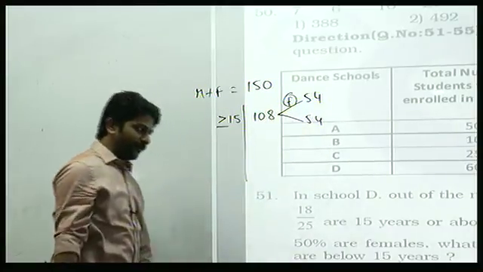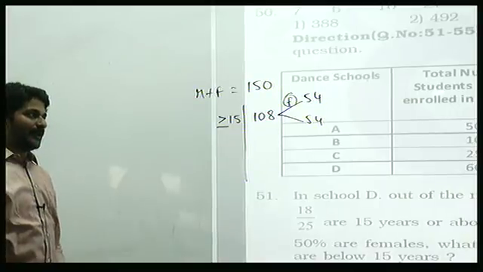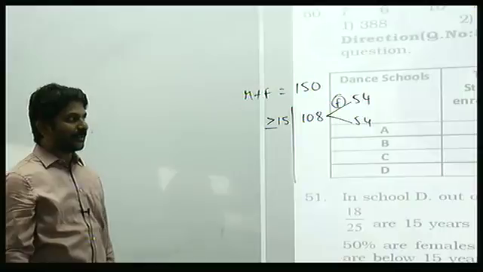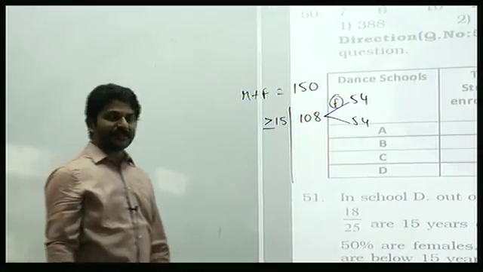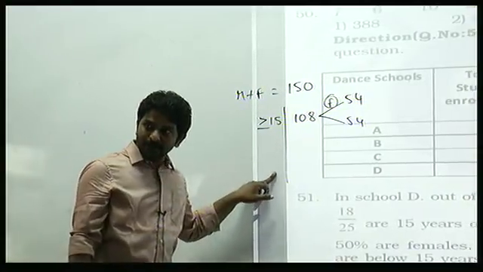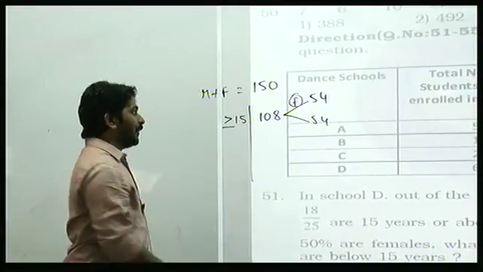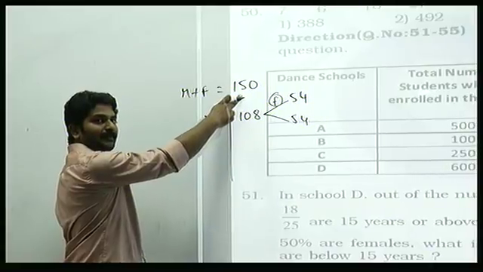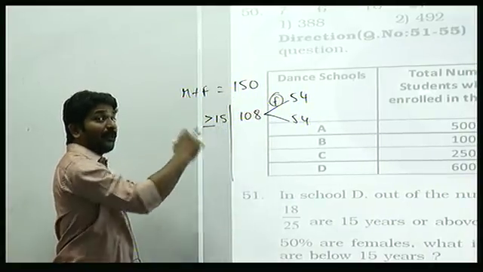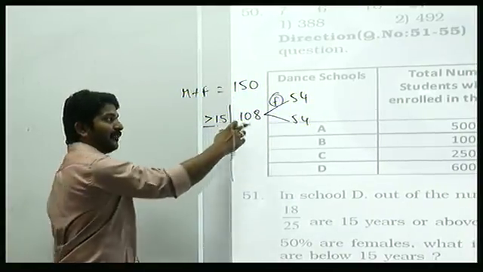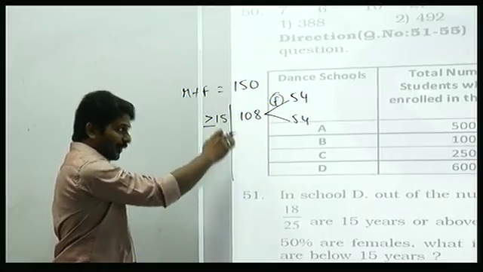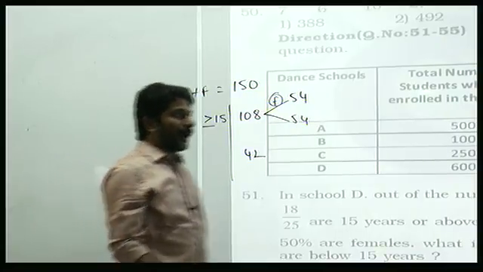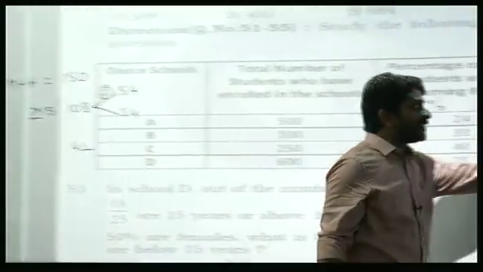Female 54. What is the total number of female students learning Kathak who are below 15 years? Who are below 15 years? In a sense, the other group. Right? Now, when you add everything, you should get 150. Those who are equal and above 15 years are 108. So remaining are 42. And out of 150, what is this?